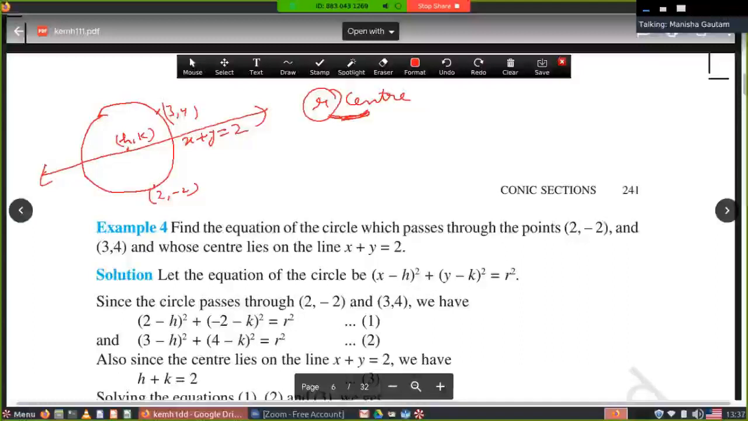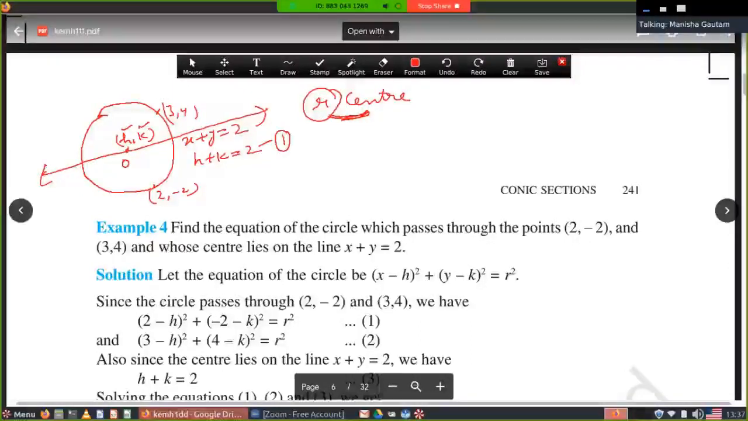If this is the center and it passes through the line, it means h, k will satisfy the equation of the line x plus y is equal to 2. You can write this equation as h plus k is equal to 2. Put x is equal to h and y is equal to k. We are getting the equation h plus k is equal to 2. This is equation number 1.